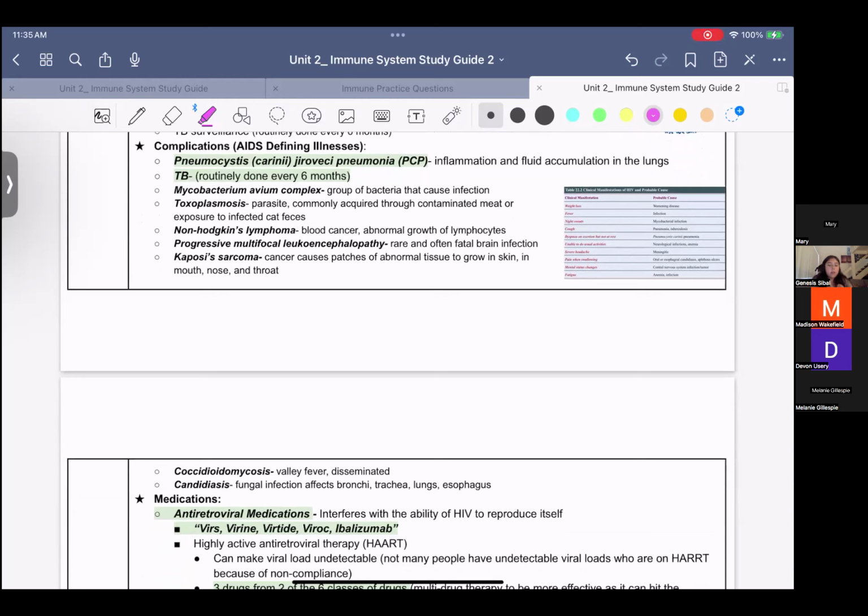So with the other ones, we could talk about it next time, but the biggest ones that we talk about are PCP, so pneumonia, basically. I'm not going to say the whole name and butcher it, but inflammation and fluid accumulation in the lungs. So basically you're getting pneumonia. TB, yeah, we all know what that is. So routinely done, you should get a test done every 6 months.